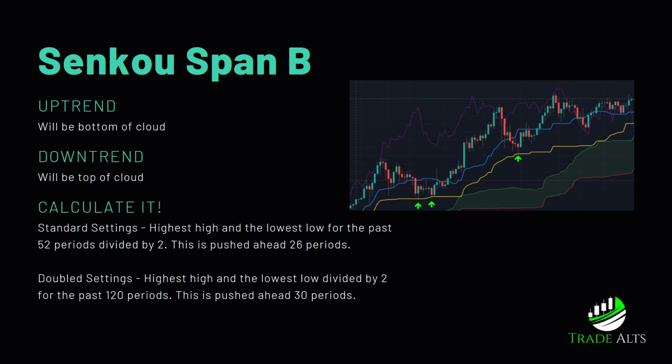And Senkou span B. So it's basically the opposite of Senkou span A, as far as the cloud goes. In an uptrend, Senkou span B will be on the bottom of the cloud. So it's basically the opposite. And in a downtrend, Senkou span B will be the top of the cloud.